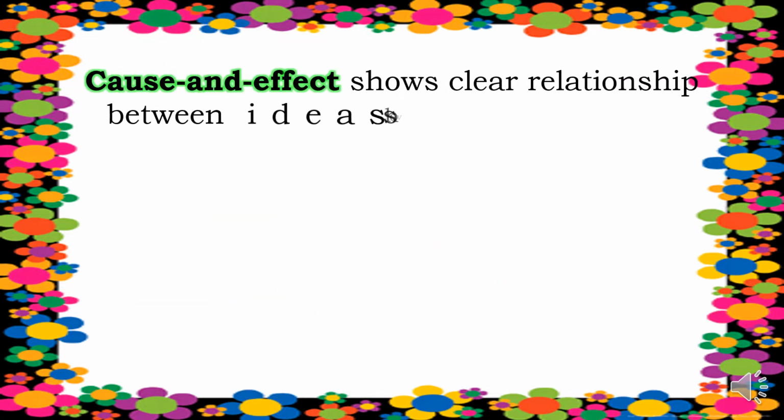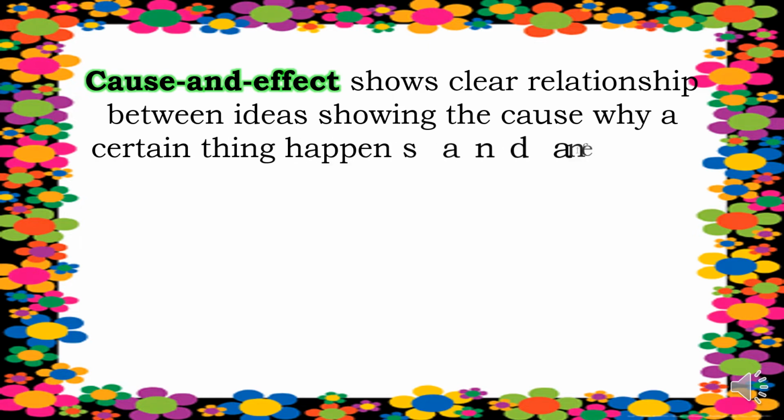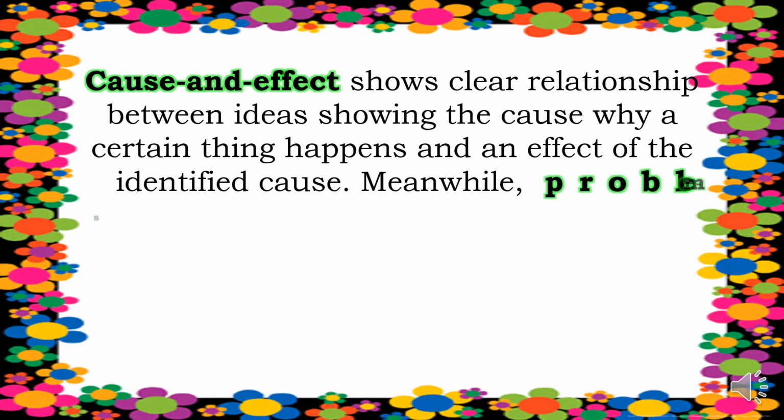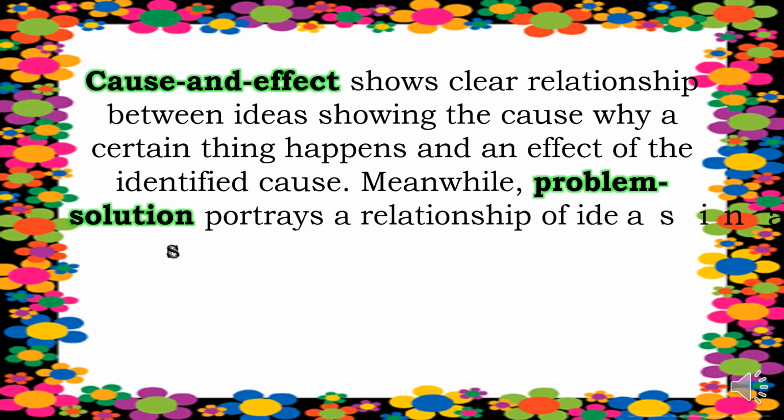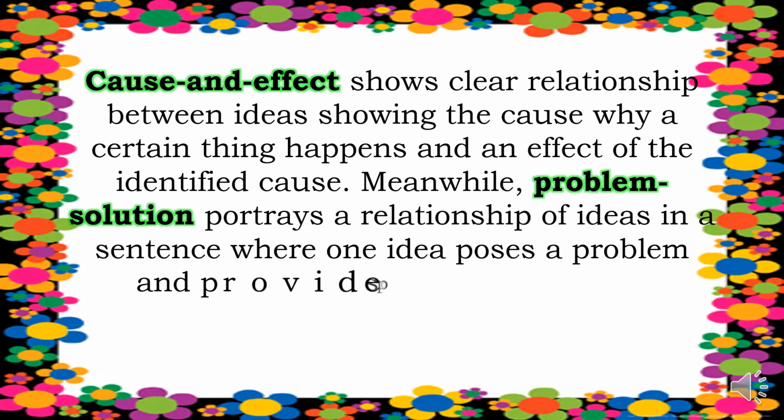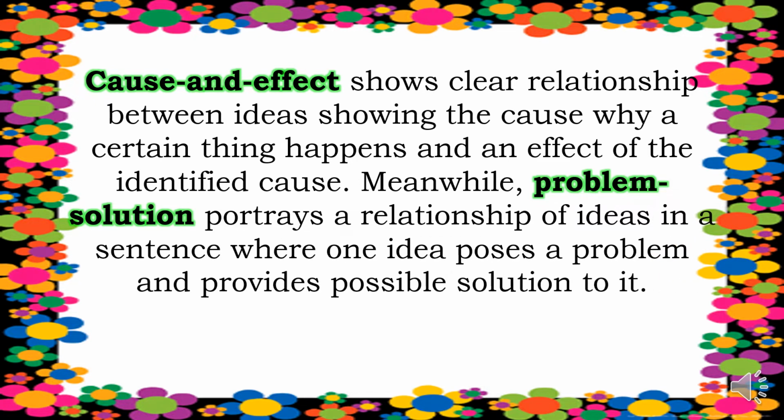Cause and effect shows a clear relationship between ideas, showing the cause why a certain thing happens and an effect of the identified cause. Meanwhile, problem solution portrays a relationship of ideas in a sentence where one idea poses a problem and provides possible solution to it.